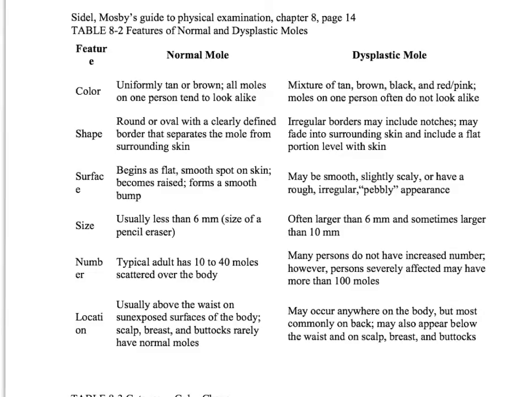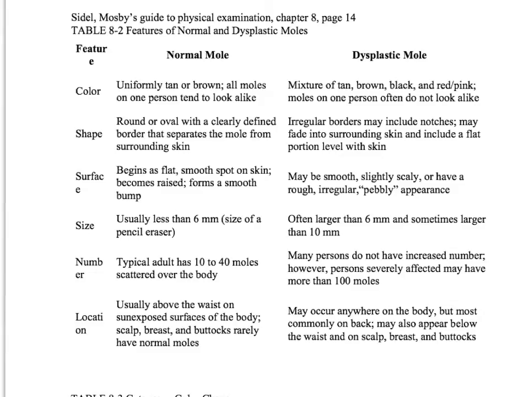Benign moles are usually flat and smooth, and dysplastic moles can be more bumpy or pebbly or irregular in appearance. The size is usually small, 6 millimeters. That's as big as a pencil eraser, to give you an idea. Melanomas are also larger than 6 millimeters. There's usually 10 to 40 normal moles on a person. If you get higher than that, you want to really start thinking that maybe this person has dysplastic nevi syndrome.